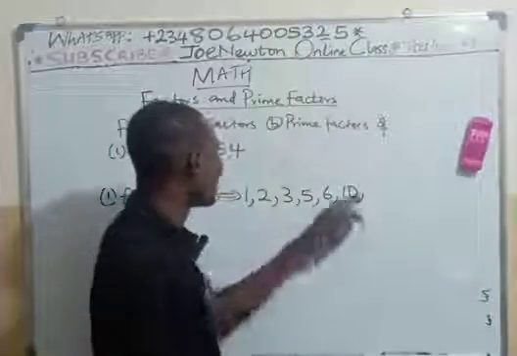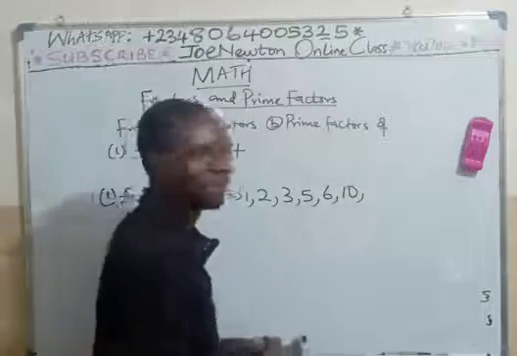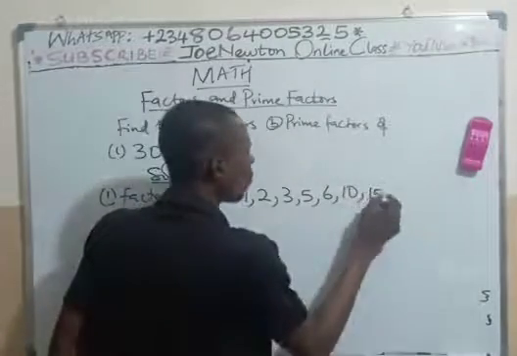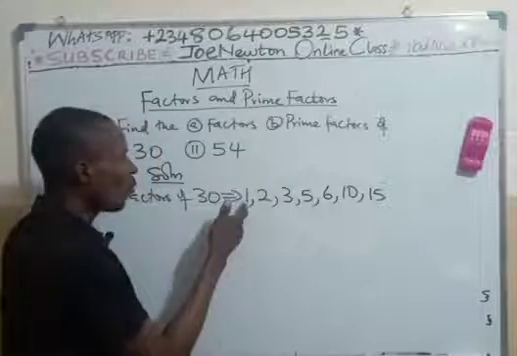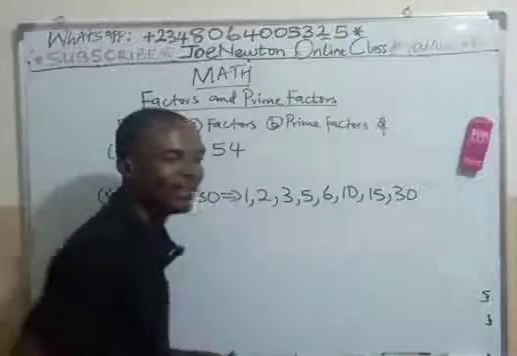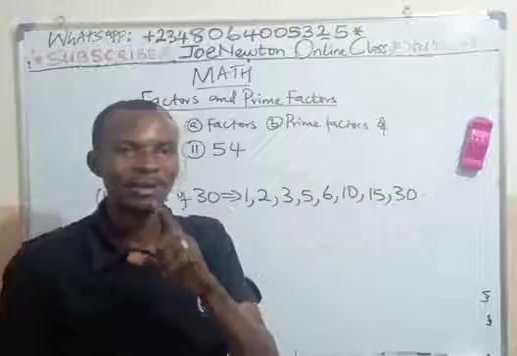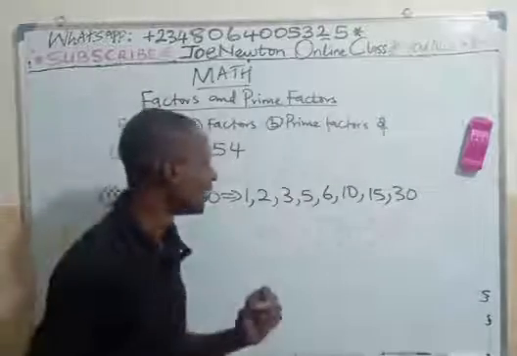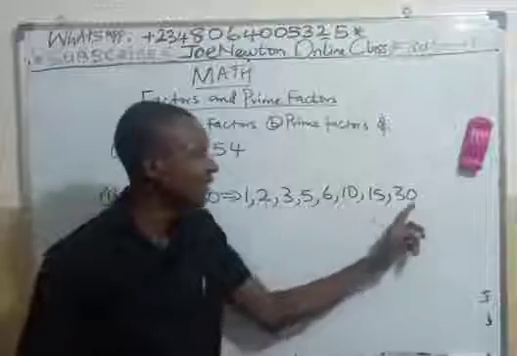15. So 11 cannot go here, 12 cannot divide into 30. The next number is 15, which we get when we divided by 2. Then 1 divides 30 itself gives us 30. If you count these factors, it will tell you something. Look at it. 1, 2, 3, 4, 5, 6, 7, 8.